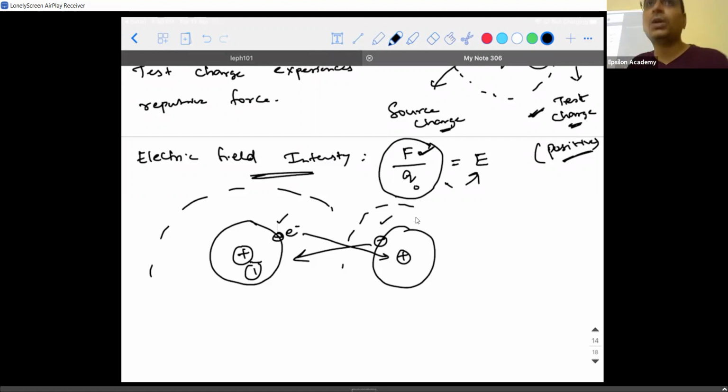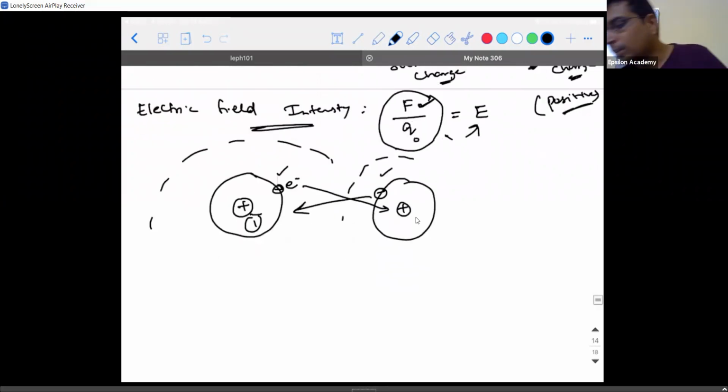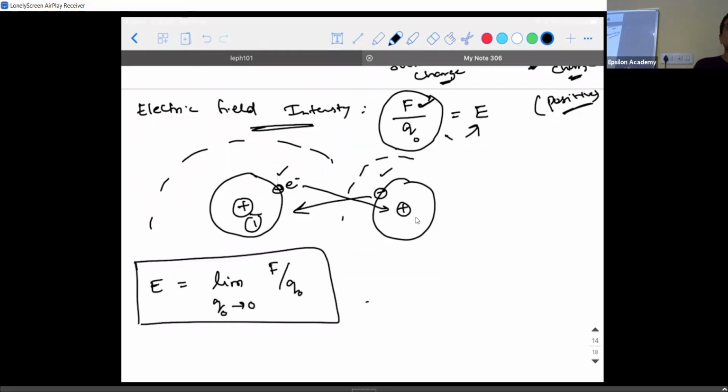The region of the electric field due to the test charge will be negligible. Means it cannot create any effect on whom? On the source charge. That is why if you see in your textbook, they would have given it like this. Electric field, there is an alternate definition. They would have given it as limit Q0 tends to 0, F divided by Q0. So here Q0 is tending to 0, it's not 0. It's a very, very small value. It's a negligible value.